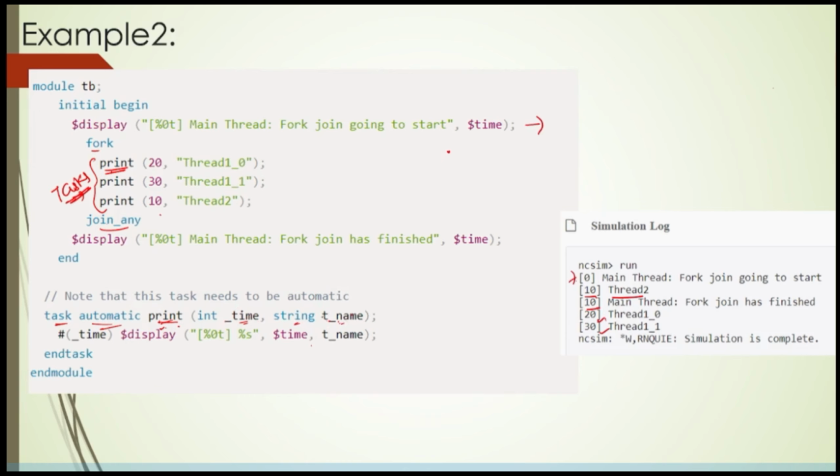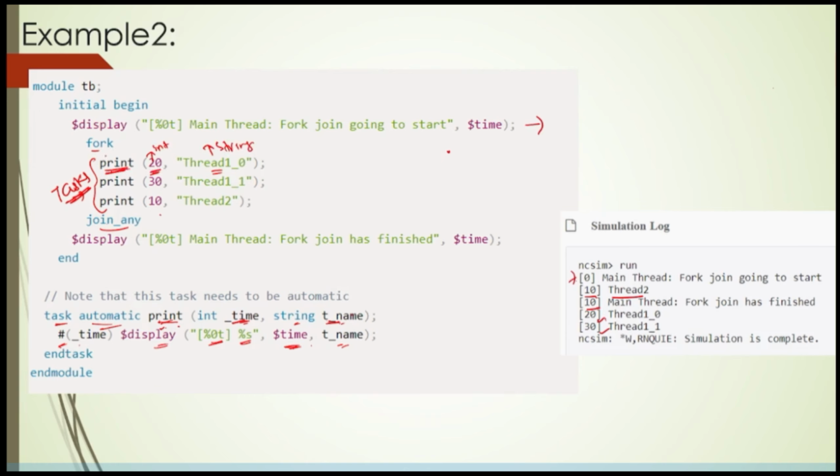These are the two arguments within the parenthesis, and within the task I am writing at a time, at a particular time, this display function is to be displayed. What is in the display? Percentage t, which is nothing but at time t, this particular string is to be printed. That is why I have taken time, and this is my string. This is of int format and this is of string format. Clear? Yes, so I am calling this print.